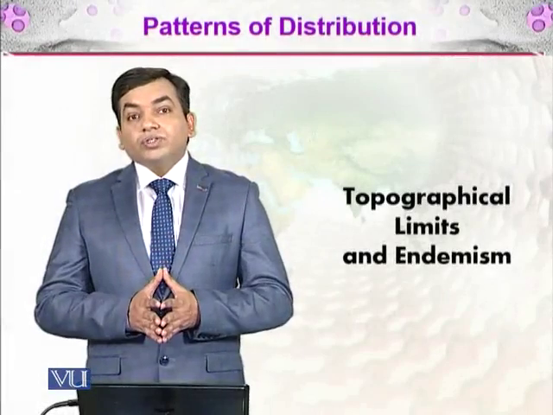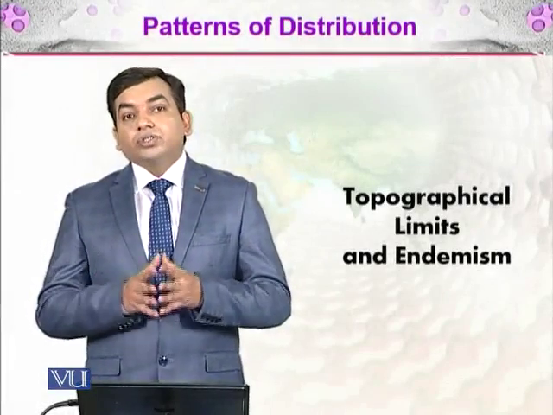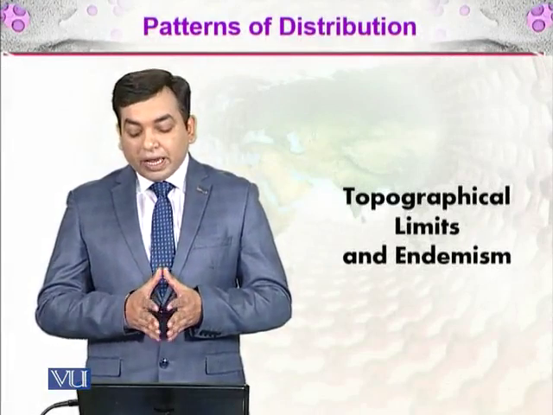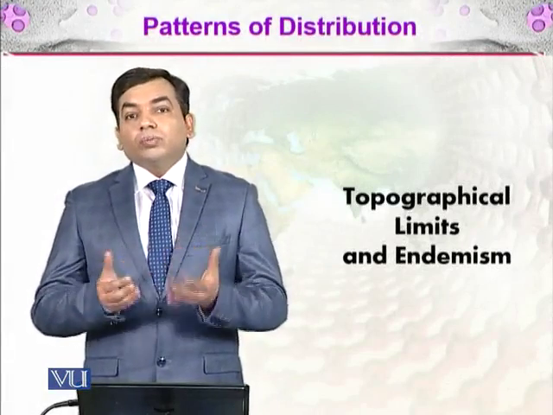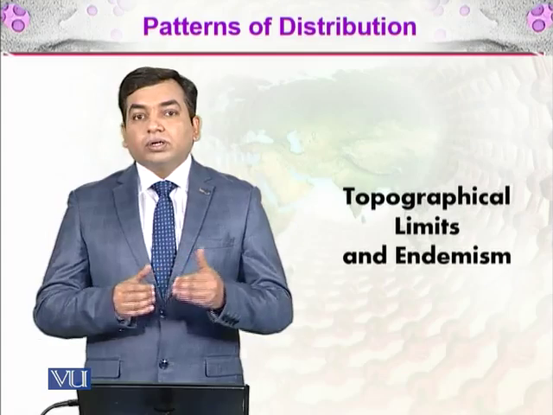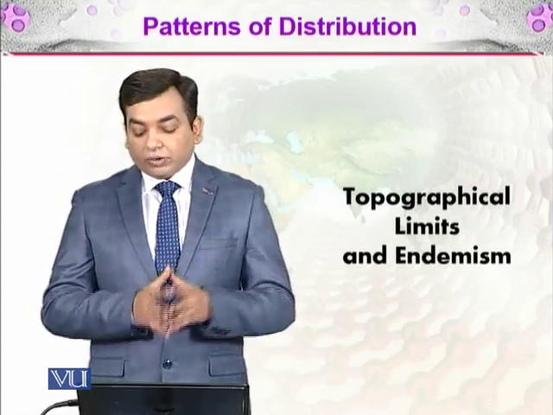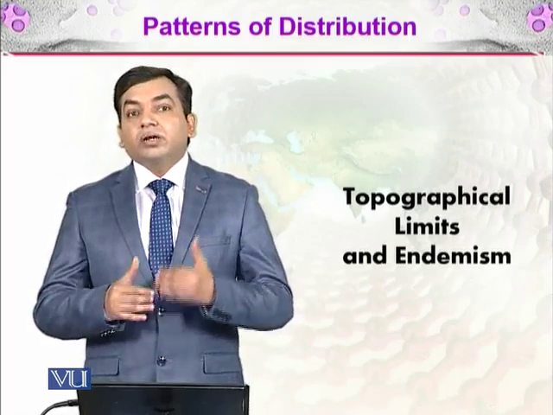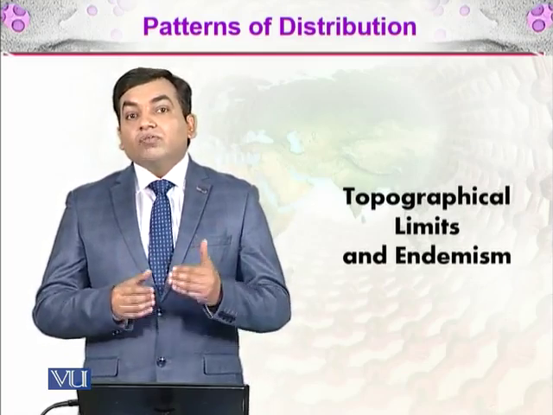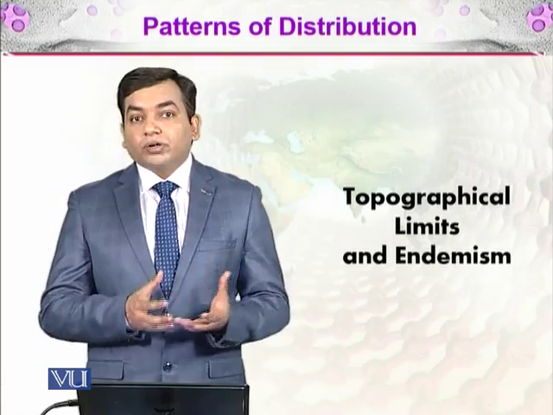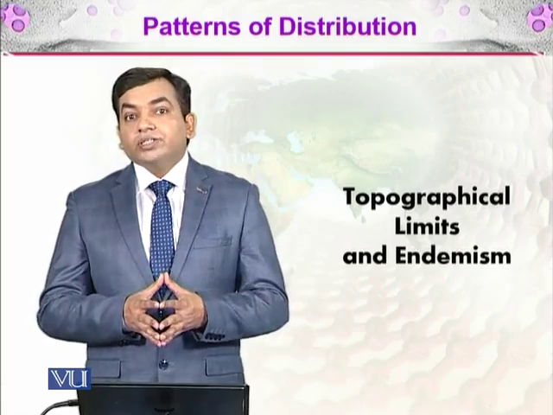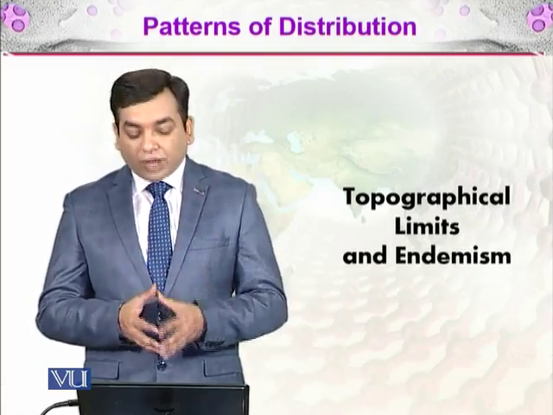In the patterns of distribution, we will be discussing the topographical limit and endemism. The topographical limits are the limits which keep organisms in a particular area, and endemism means that there are some organisms which are specific to a particular area, and those organisms are called endemic to that area.